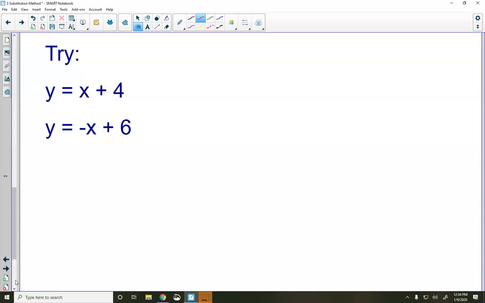If you understand the idea that y equals y, but y is also x plus 4, and y is also negative x plus 6, we can understand that x plus 4, which is another way to say y, is equal to negative x plus 6, which is another way to say y. Okay? Now we've created a one-variable equation. Now I have variables on both sides.